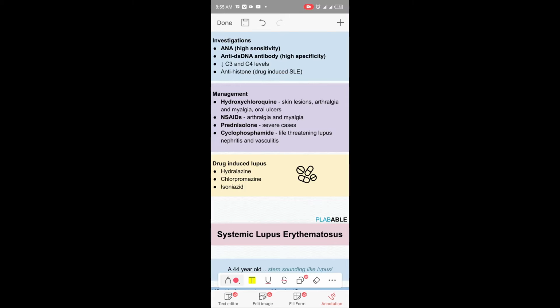Okay, there are other important things you need to remember: you check the ESR and anti-dsDNA for the disease activity in SLE. CRP is normally not raised in SLE. If it is raised significantly, you might consider other things like infection. Okay, that was about the SLE.